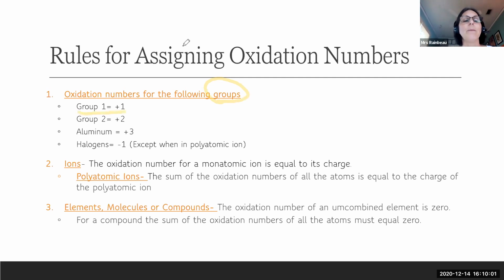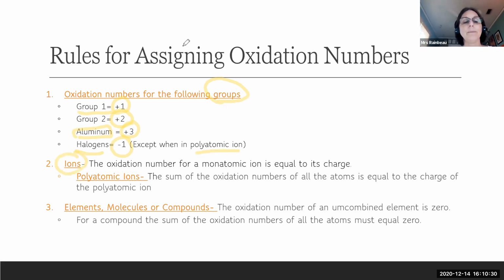The first is group 1. They are +1. And then group 2 is +2. Group 3 is not, only aluminum. So aluminum is always +3, but the rest of them are kind of wonky. Halogens are -1. That's group 7, by the way. Group 7 is halogens. The only time they're not -1 is when they're in a polyatomic ion.